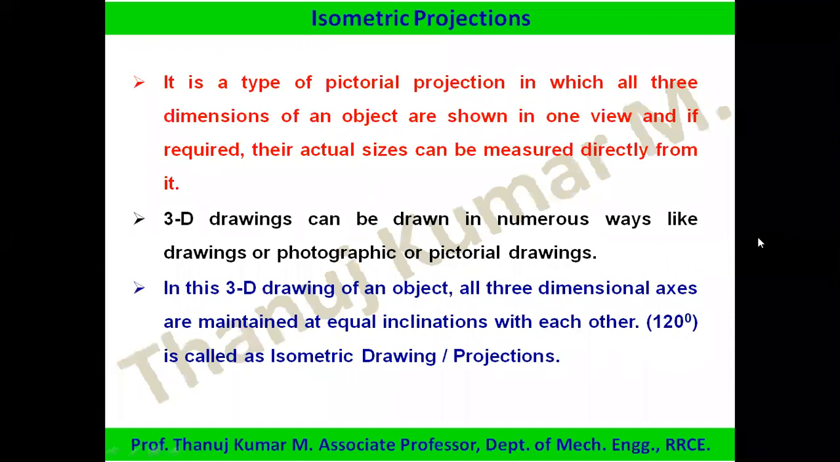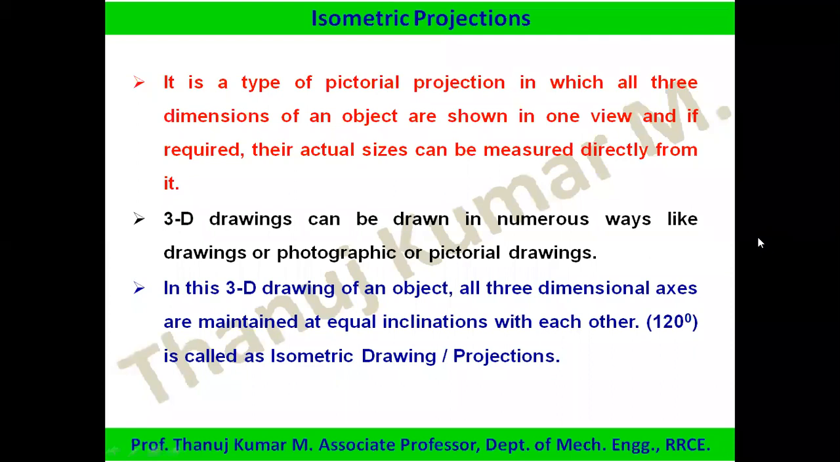It is a type of pictorial projection in which all three dimensions of an object are shown in one view, and if required, their actual sizes can be measured directly from it. That is to say, it is a pictorial view where the front view, side view, and top view are combined together, and all three axes are equally inclined. The coordinate axes X, Y, Z are equally inclined at exactly 120 degrees.